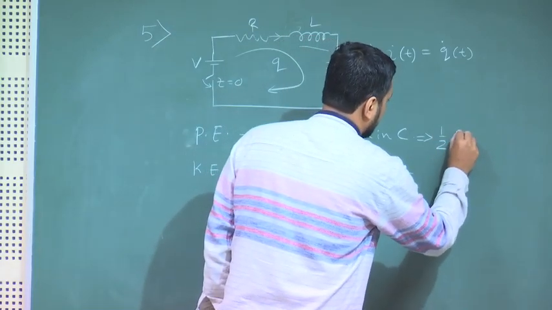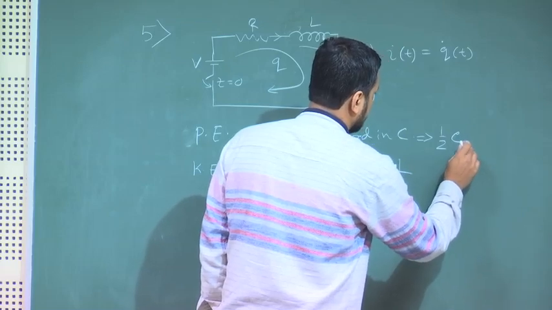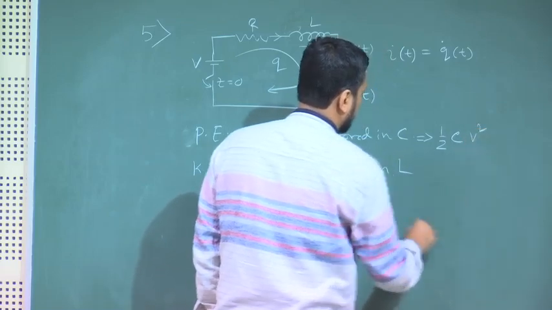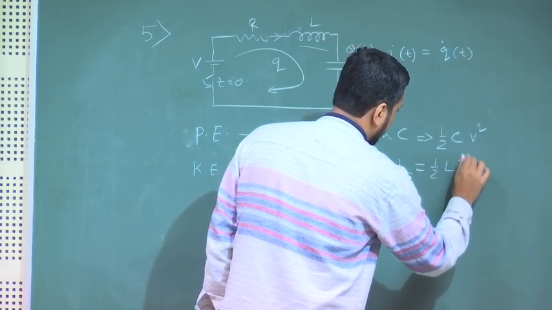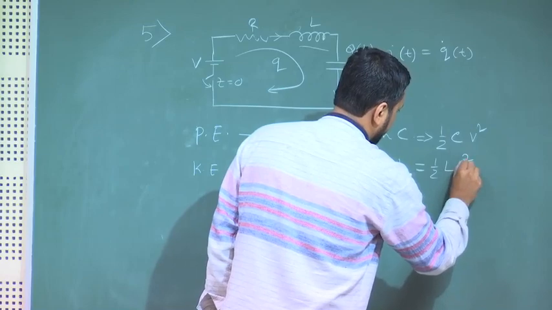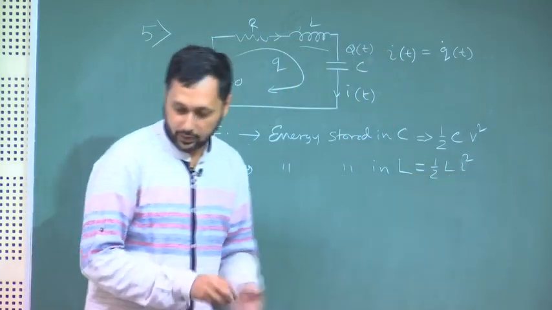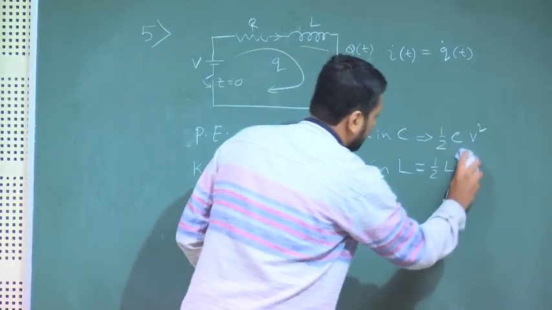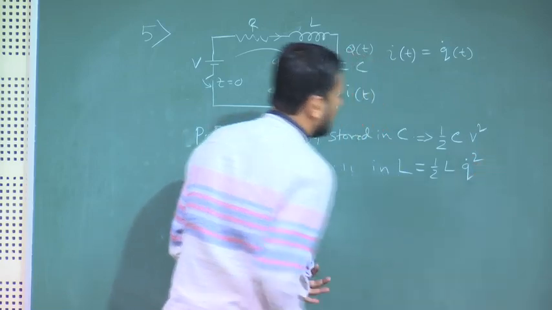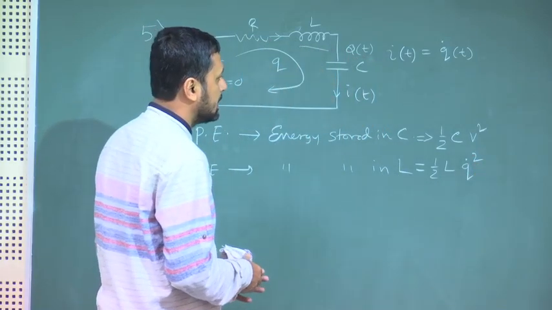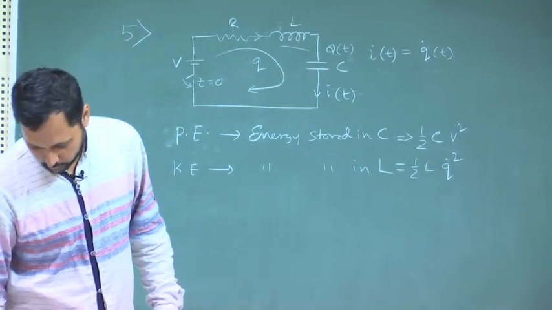half C V square, and this is half L I square, okay, where L is the I is the Q. So, what we can write is, instead of I we can write Q dot square half C, and for the first term, it is half C V square.